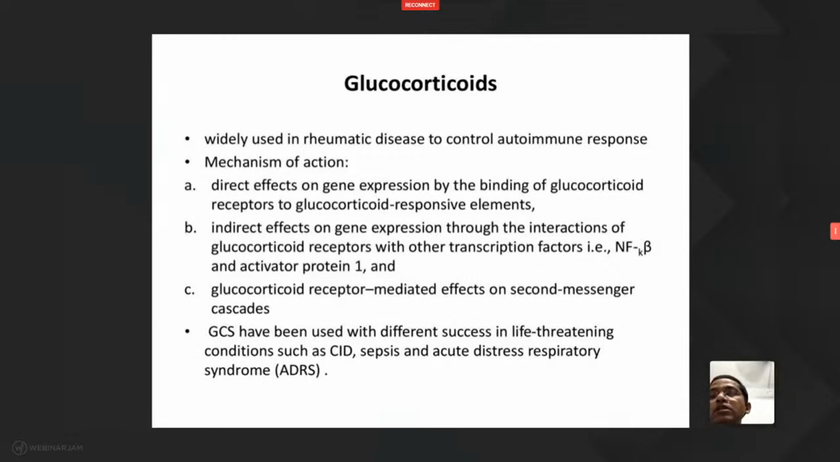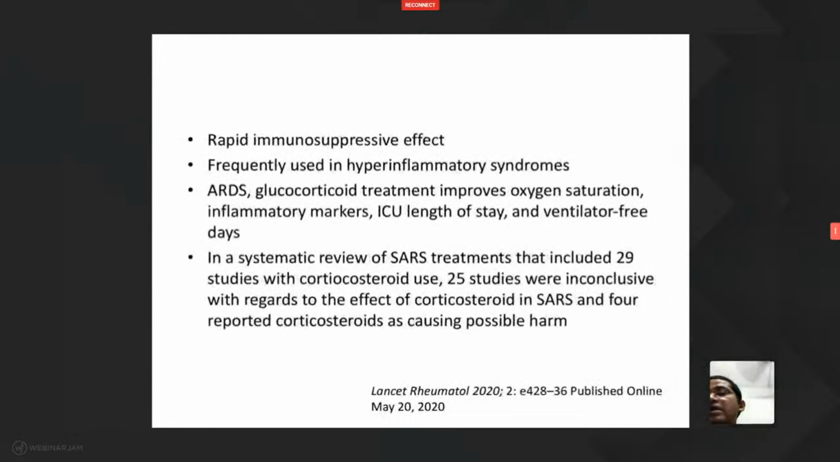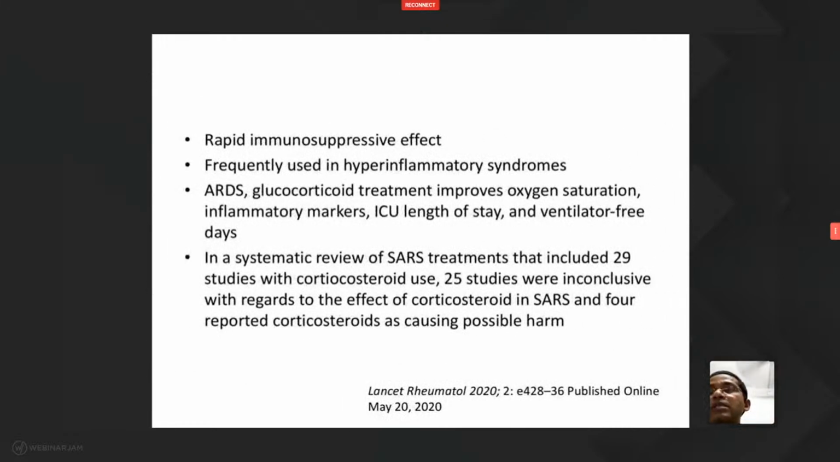Glucocorticoids have been used in different diseases, in life-threatening conditions like sepsis and ARDS, and have a rapid onset of action. The immunosuppression effect is also very rapid. It is frequently used in hyperinflammatory syndrome, and in ARDS, according to the ARDS study, we know that glucocorticoid treatment improved oxygen saturation, decreased inflammatory markers, and decreased ICU stay and ventilator free days, but the mortality benefit is quite doubtful.